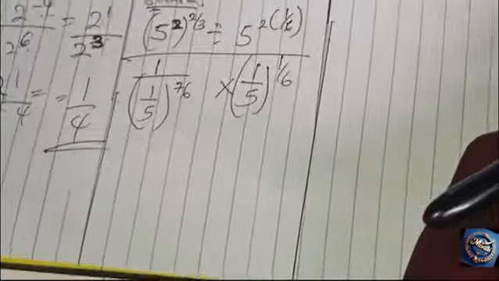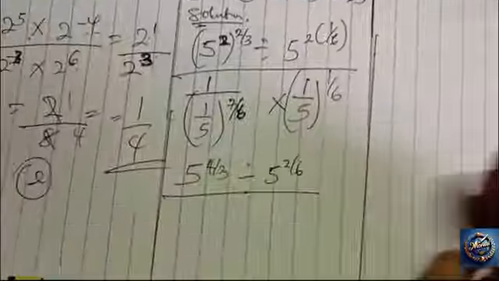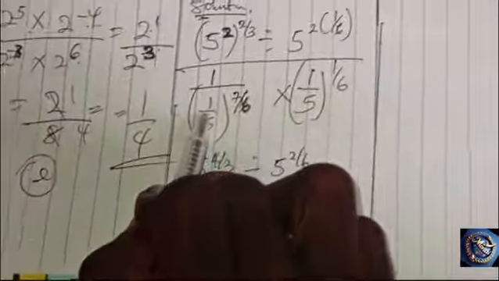So when we get to that stage, we start breaking it down. This one is going to give us 5 raised to the power of 4 over 3 divided by 5 raised to the power of 2 over 6, all over 5. So this is 1 all over 5.